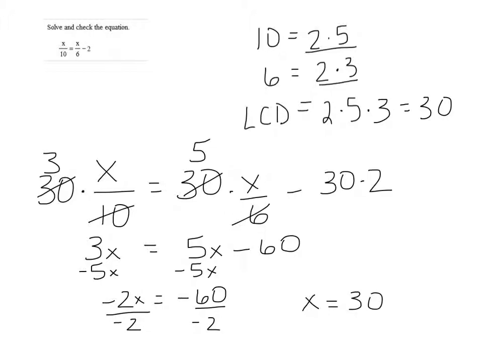Now we just need to check. That's the second part of this. Now I don't think that MyMathLab makes you check, but it's always a good idea. So what we're going to do, and I'm going to do the check in red, and I'm going to write it up here: 30 divided by 10 is equal to 30 divided by 6 minus 2. We want to see if that's a true statement. 30 divided by 10 is 3. Is that the same as 30 divided by 6, which is 5, minus 2? Well, yes, 3 does equal 5 minus 2, so that one checks.